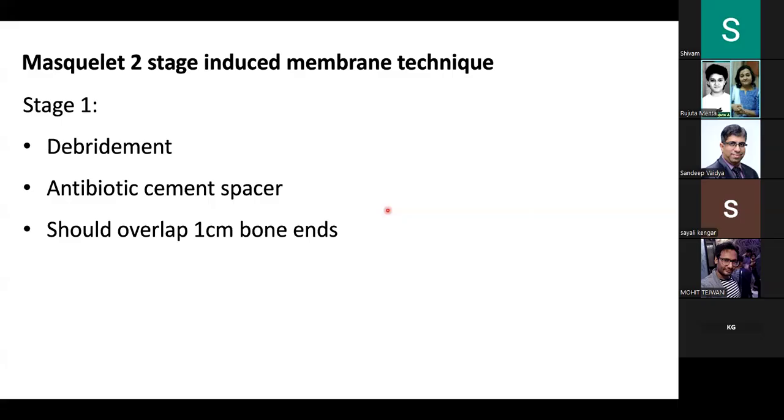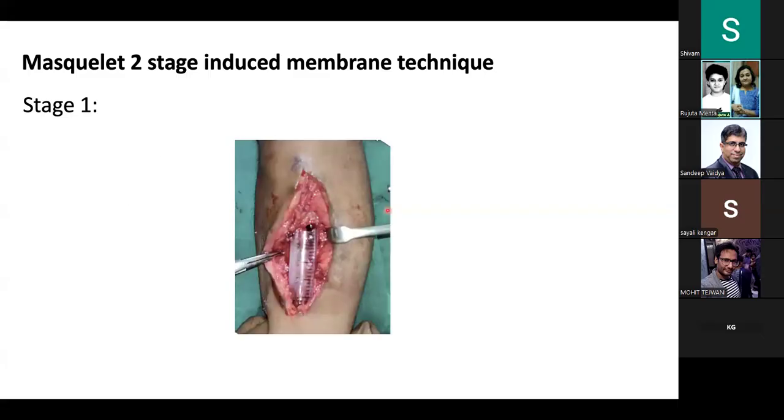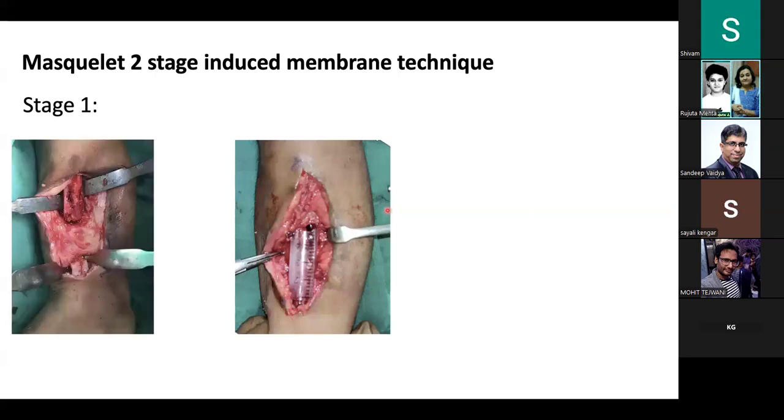So Masquelet, as you all know, is a two-stage technique in which the first stage is debridement. Then you place the antibiotic cement spacer. And the important thing is that this spacer should overlap about 1 centimeter of the bone ends. So that is an important nuance of how you place the cement spacer. We commonly use the slit syringe in order to prepare the cement spacer.